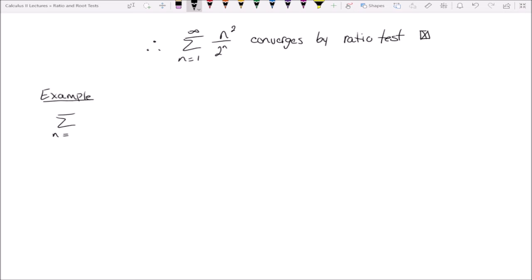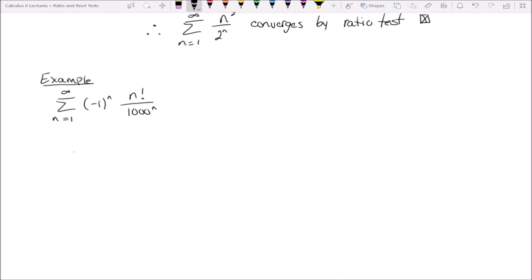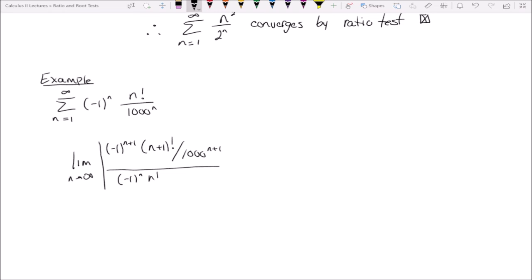Now let's consider the series n equals 1 to infinity, negative 1 to the n, times n factorial over 1,000 to the n. Limit as n approaches infinity, the absolute value, negative 1 to the n plus 1, times n plus 1 factorial, all over 1,000 to the n plus 1, divided by negative 1 to the n times n factorial all over 1,000 to the n.